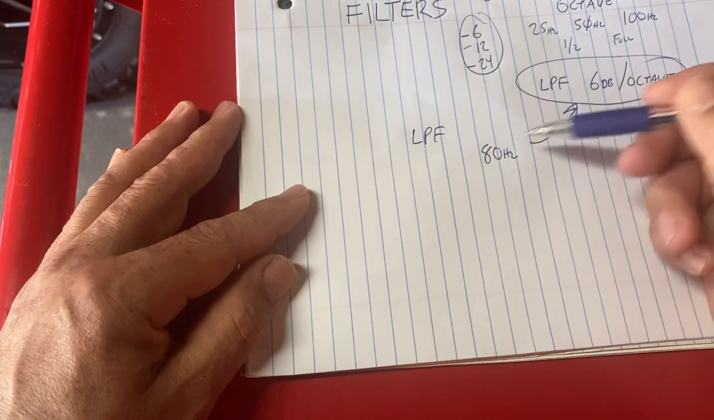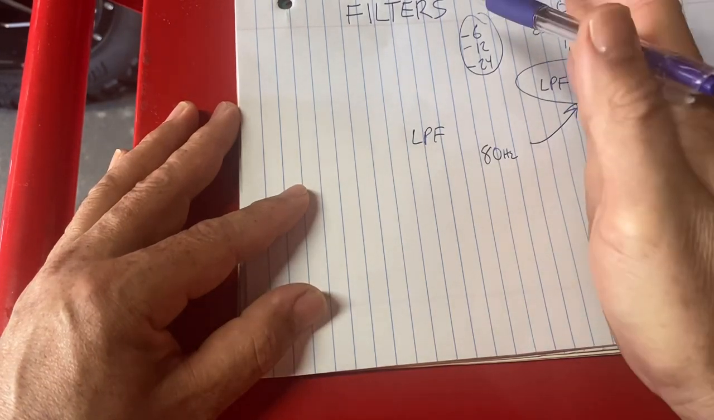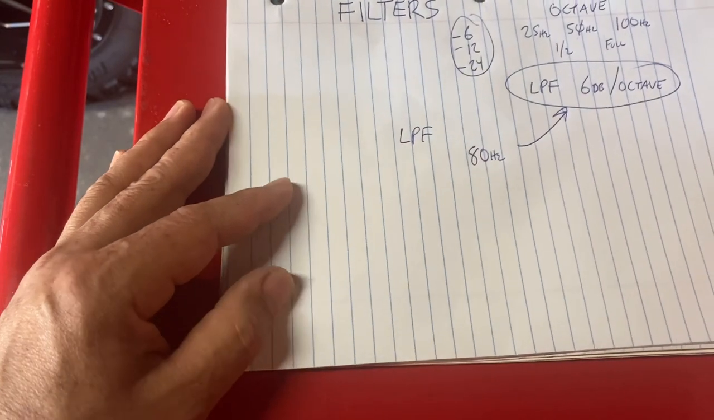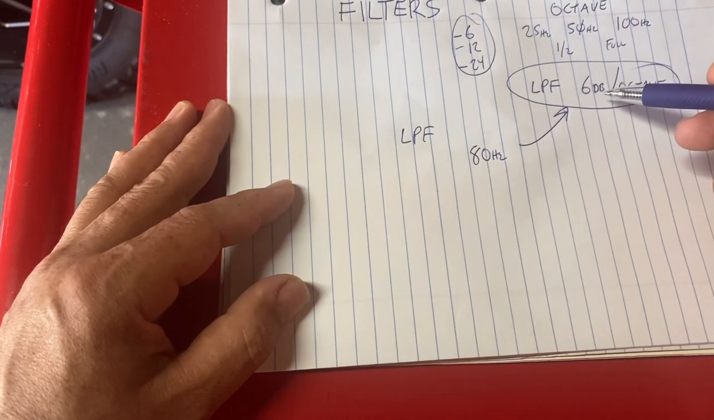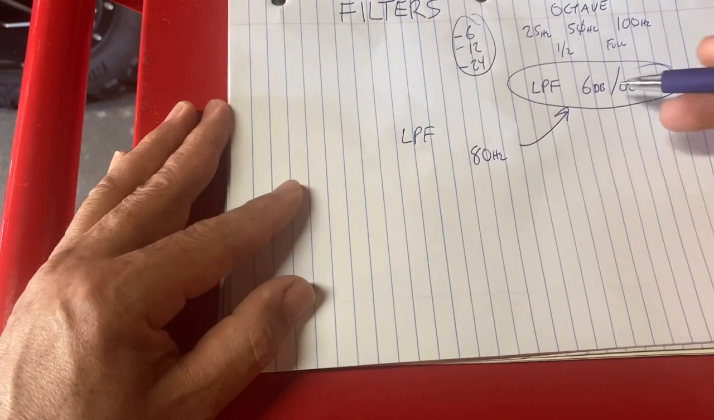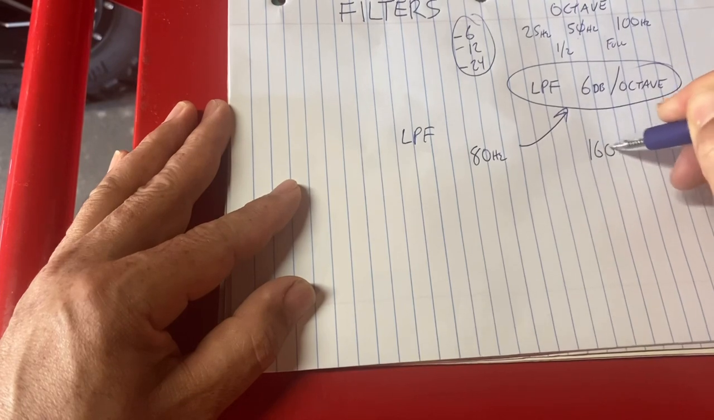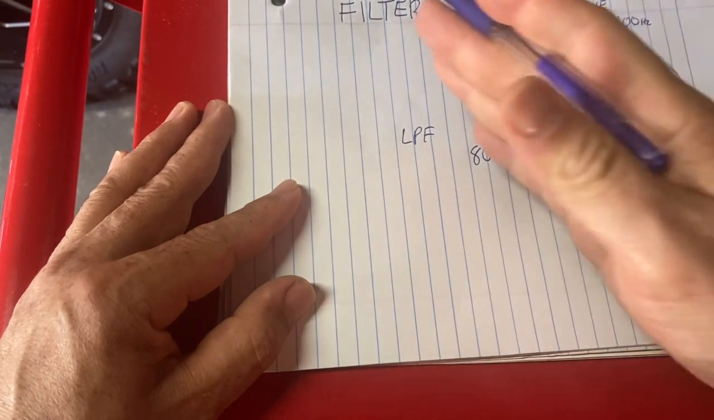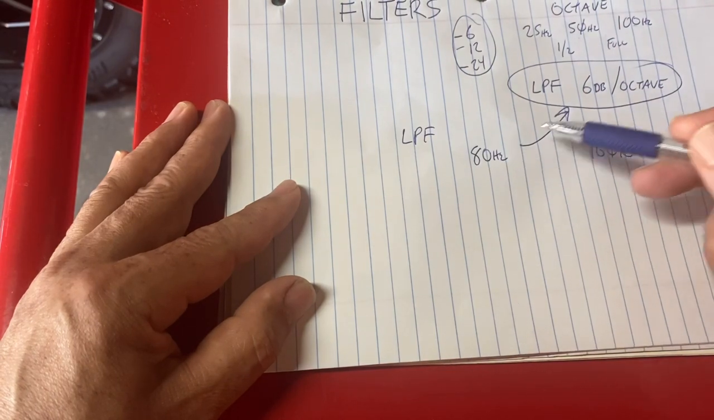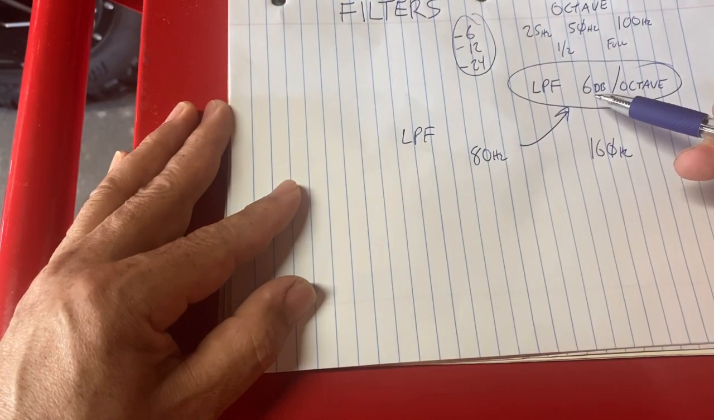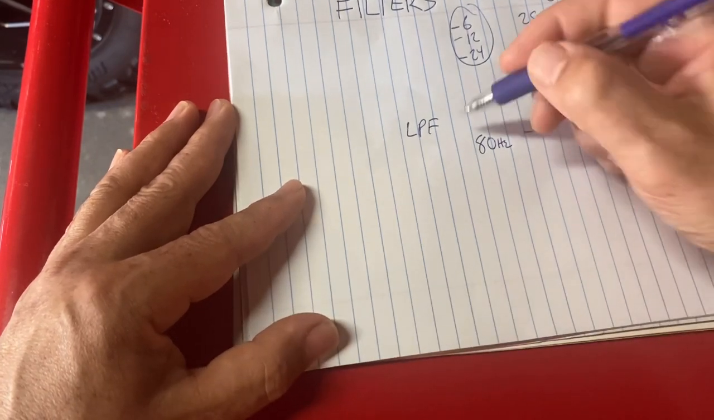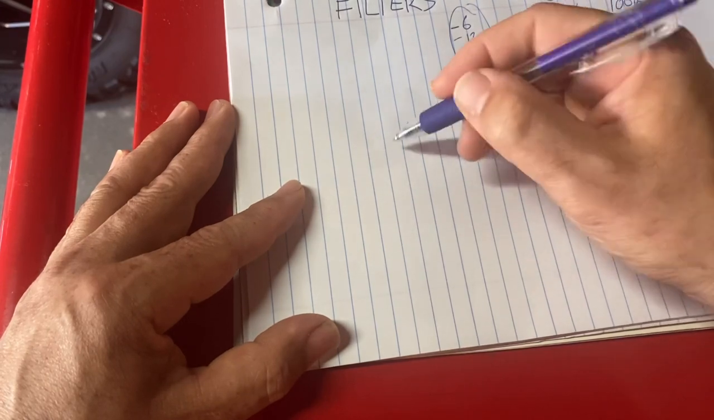Now, anything above 80 hertz, that doesn't mean there's a cliff or a brick wall and nothing is going to pass above 80 hertz. That's where this comes into play. One octave above 80 hertz, which is what? That's 160 hertz. So exactly one octave above where you have your filter set, 80 hertz, it's going to be 6 dB quieter.